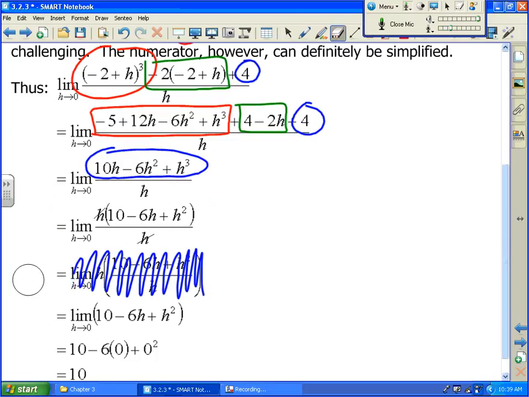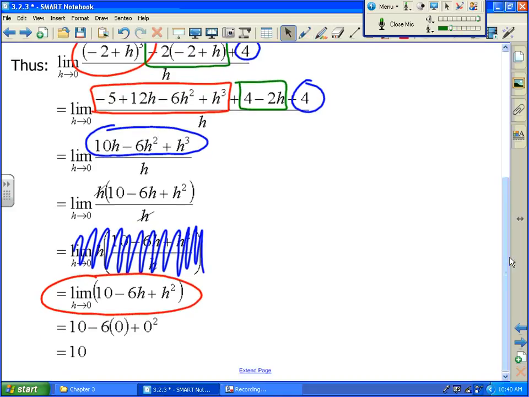What I like about the author is they chose to take out a common factor of h. You can see where my cursor is kind of blinking there, and they canceled those h's, which will now take us to this step here, and our denominator is no more.